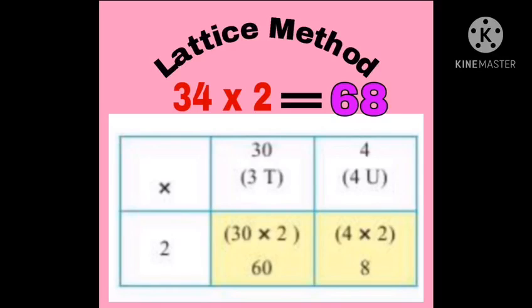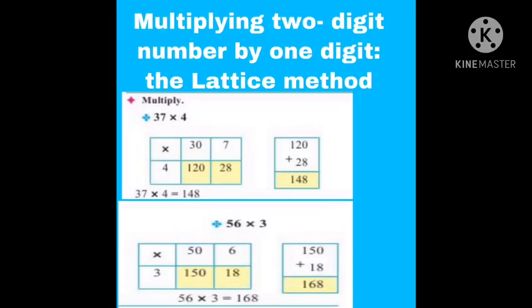Which numbers we have to add? The answer we have got is 60 plus 8 equals 68. That means 34 multiplied by 2, the answer is 68. Let's see some more examples.